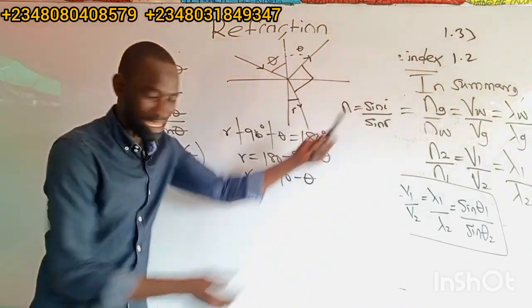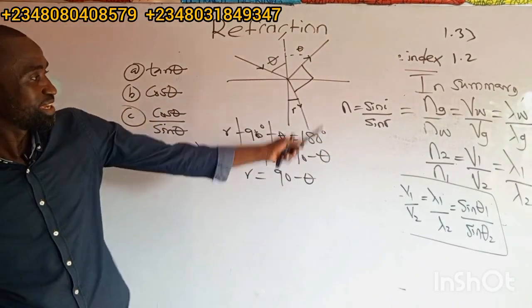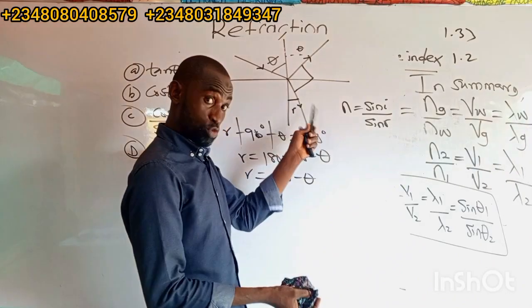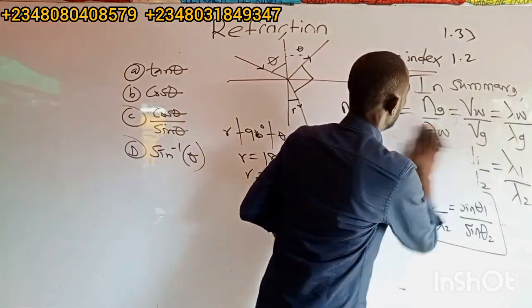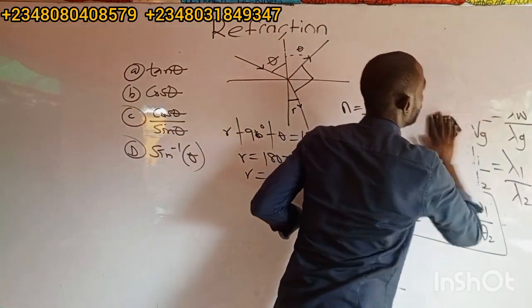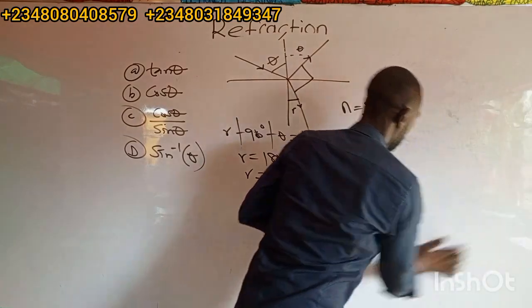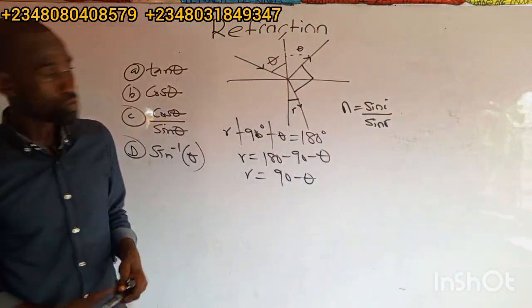So let me now use my Snell's law. I want to get the refractive index of this medium, the second medium. I think you know that. So what does that give us? That's the last thing for today. The second video, part 2, is coming up very soon.